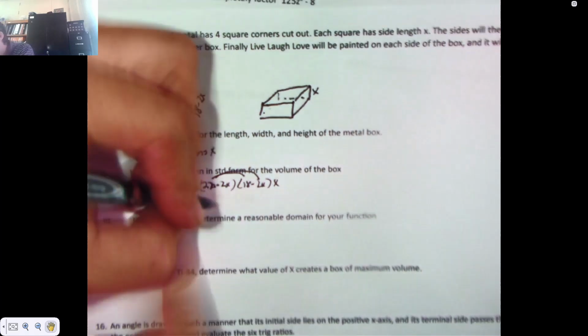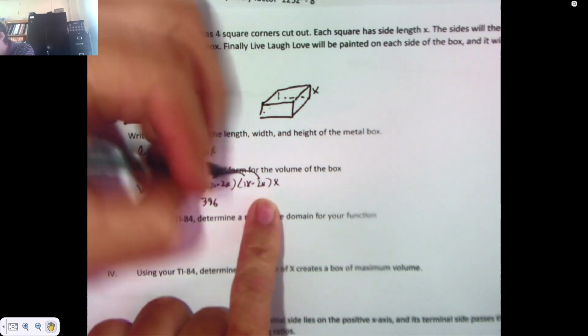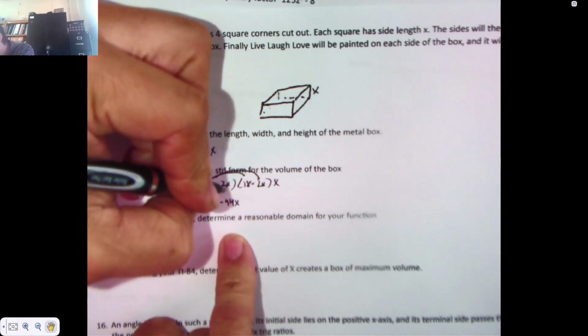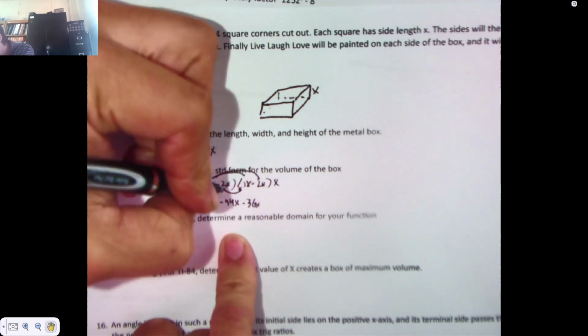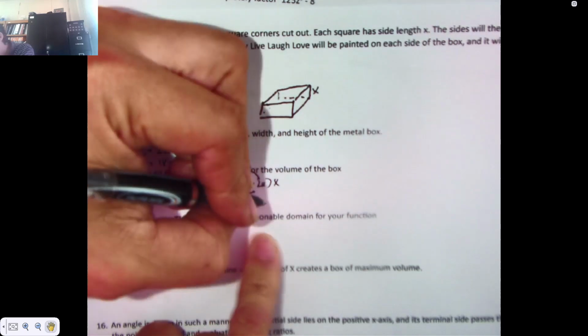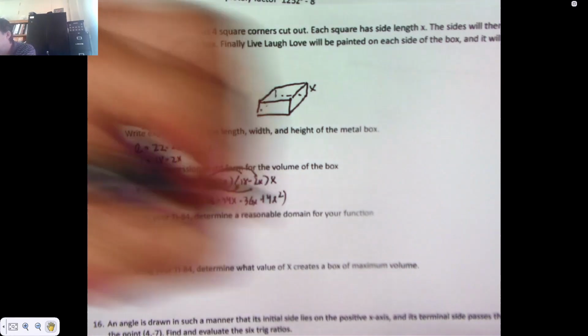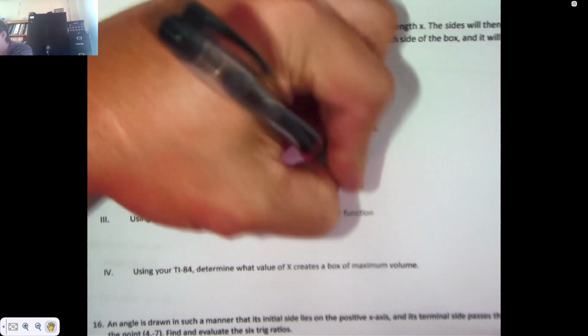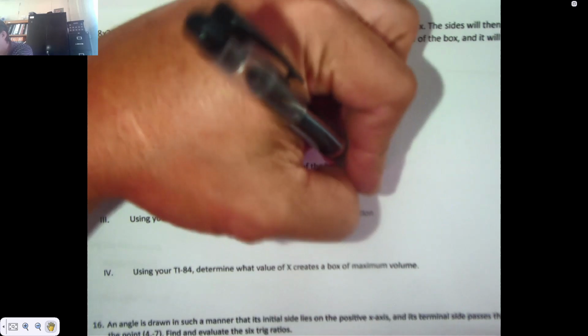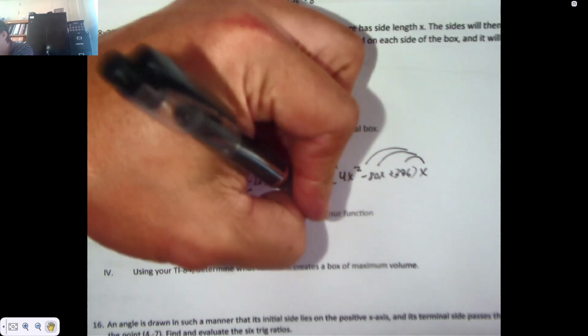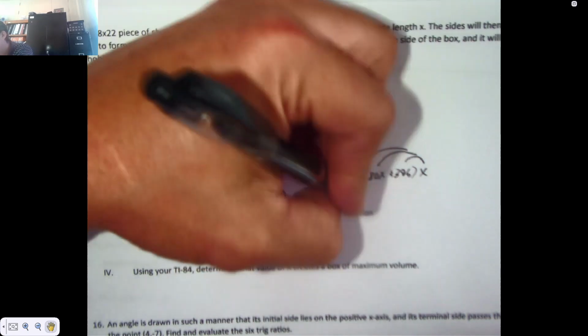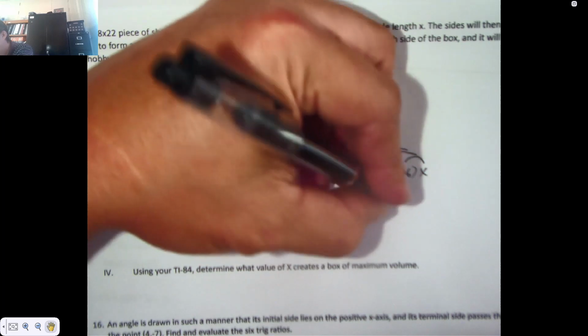396, so 22 times 18 is 396, minus 44x, and then minus 36x, and then plus 4x squared, because a negative times a negative is positive. There's still this little x floating around, but before I worry about it, I'm going to combine like terms. There's a 4x squared minus 80x plus 396, and I still have to multiply everything by x now. And I get my formula for volume as a function of x is 4x cubed minus 80x squared plus 396x.